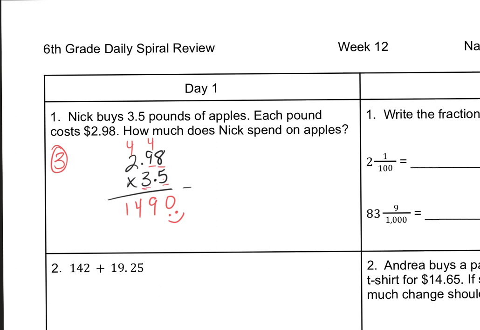Now we're going to multiply by the 3. 3 times 8 is 24, carry my 2. 3 times 9 is 27, plus 2 more is 29, carry a 2. 3 times 2 is 6, plus 2 more is 8. Add straight down.